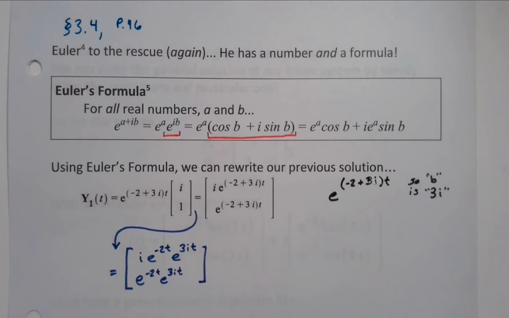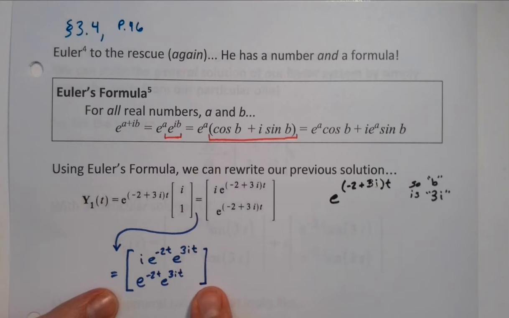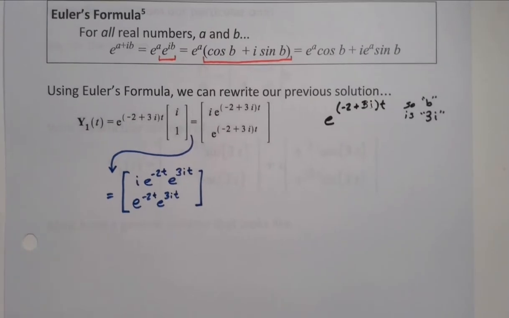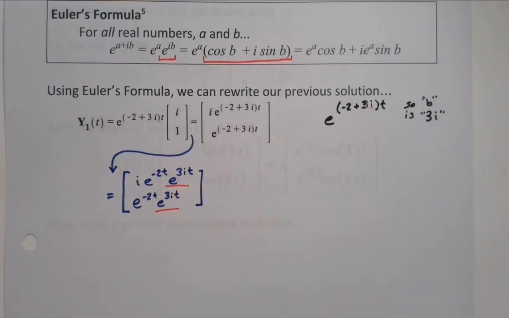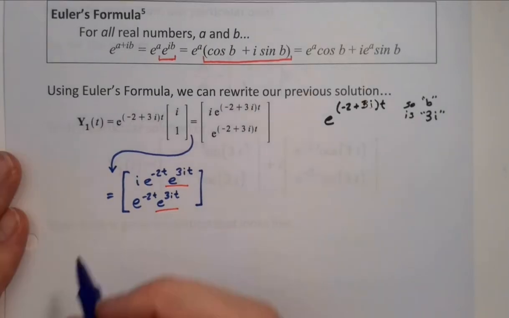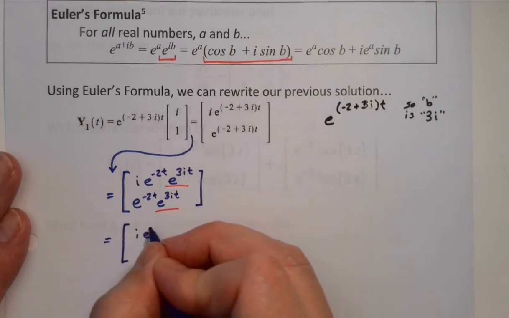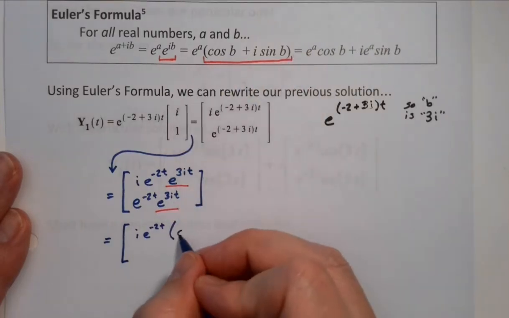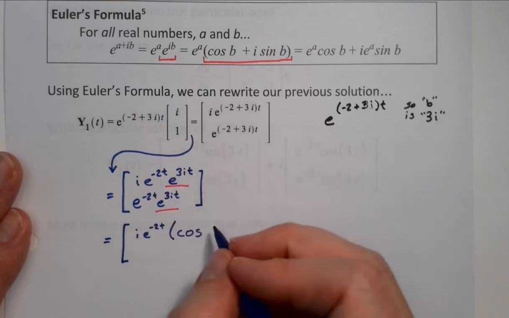So for a first step, all I'm doing is taking my straight line solution and trying to rewrite it, simplify it, expand it, I guess is another way of saying it. Let's continue our work, and we can expand each one of these exponentials with a complex number inside of it using Euler's formula from above. That's going to be equal to, in the top line, i times e to the negative 2t times all this stuff. So it would be cosine of the b, which is in our case 3i t.